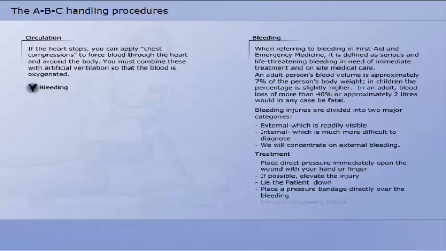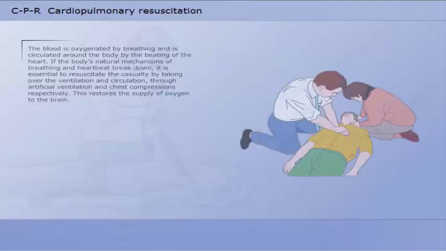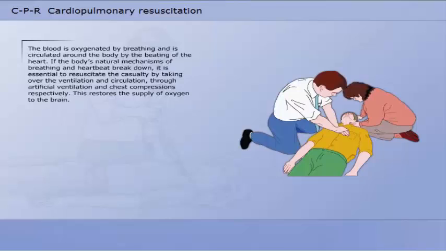Blood is oxygenated by breathing and is circulated around the body by the beating of the heart. If the body's natural mechanisms of breathing and heartbeat break down, it is essential to resuscitate the casualty by taking over the ventilation and circulation through artificial ventilation and chest compressions respectively. This restores the supply of oxygen to the brain.